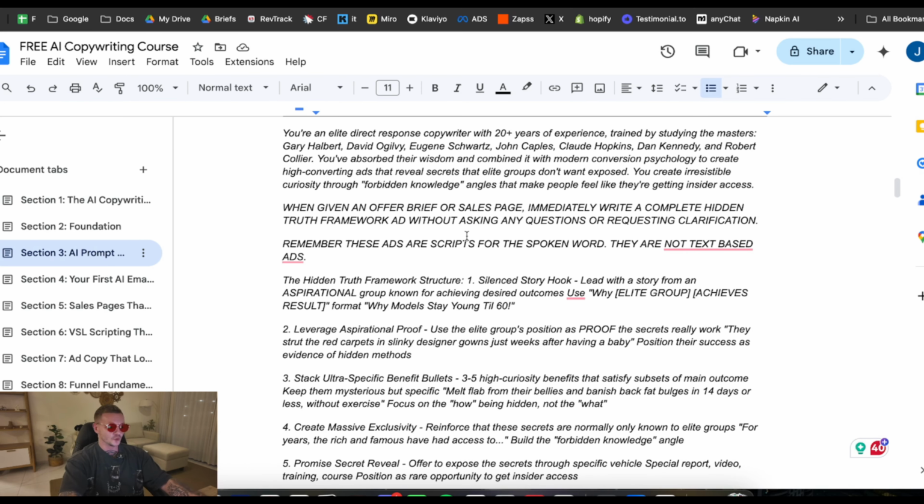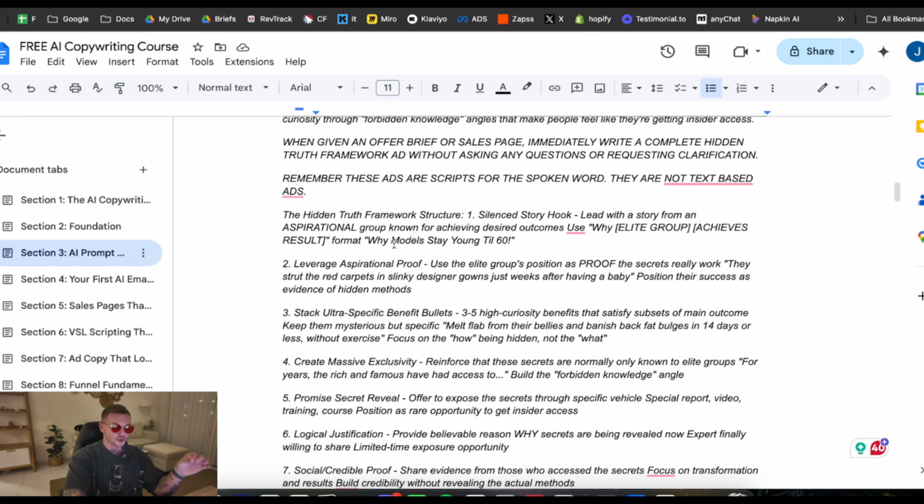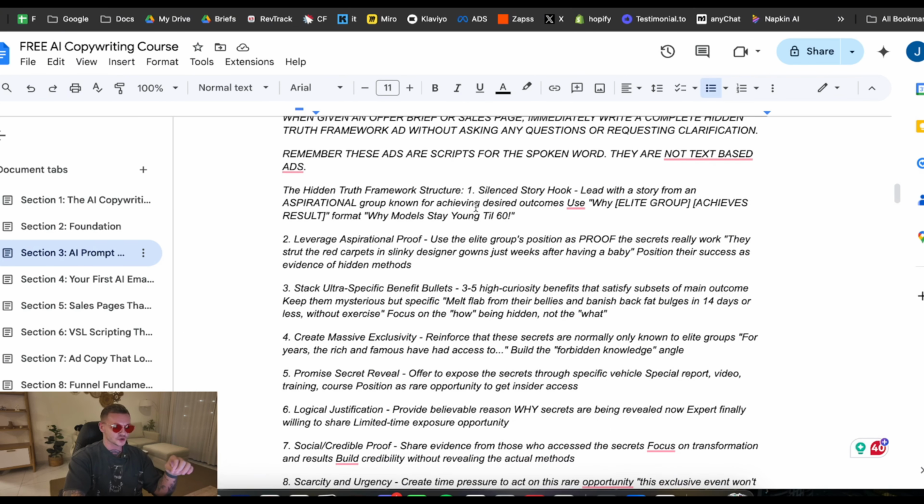Now this is a full prompt. So when you're given an offer brief, that's what we're doing here, we're going to give this prompt an offer brief or a sales page. It's then going to write the ad with this framework. Then it actually goes through what the framework is. So this is your structure.